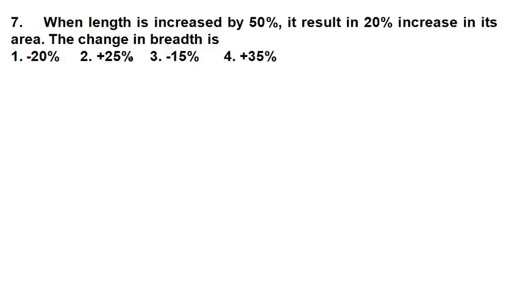Here it is said that length got increased by 50%. If length increased by 50%, the result is a 20% increase in area. So it is asking what happened to breadth. Look guys, I'll assume area to be 100. Now the final area is increased by 20%, means it becomes 120. Before it was 100, now it becomes 120.